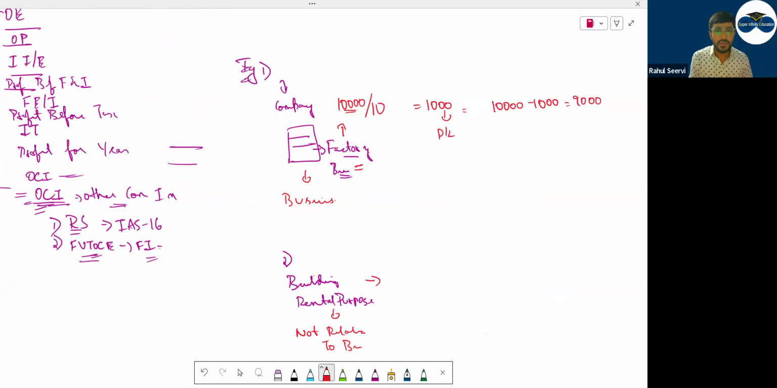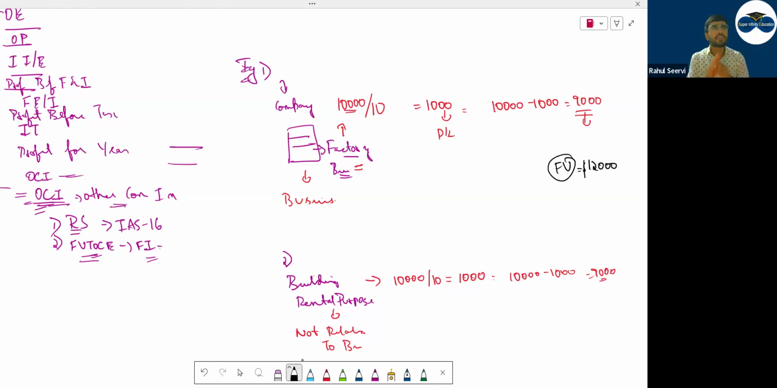Same way I say here also 10,000 divided by 10, 1000, it's 9,000. Now I say the actual value of the building should be 9,000. But when you go to the market, the fair value, if you sell this building, you will get $12,000. How much will you get? If you go to the market, you will get $12,000. Yes or no? This can be the case or not.